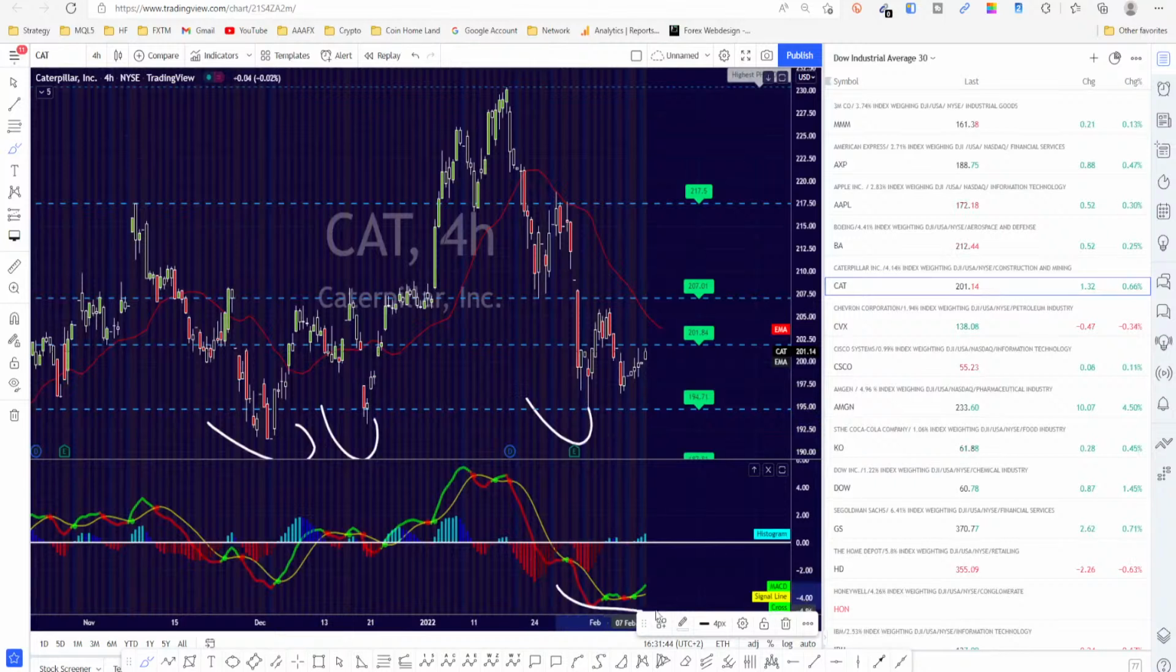You can see here that's a good buy signal. So Caterpillar here, it looks bullish. So we can see a continuation to go here to 27, then 217, and then ultimately to 230. Okay, so this continues to be to the upside.